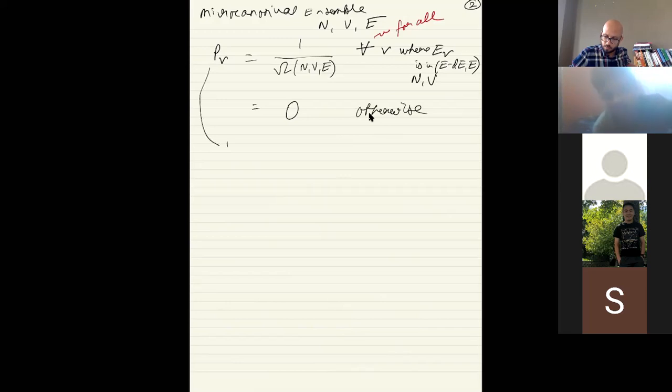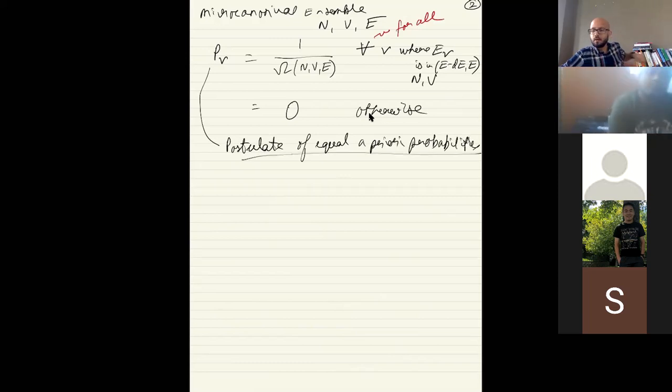It's boring, but it has a name. It is called the postulate of equal a priori probabilities. So it means that if you have an isolated system with constant number, constant volume, constant energy, and you can't do any measurement, you can't couple it with a thermostat, you can't couple with a reservoir of material, then everything in this isolated system must be equally likely as long as it conforms to that energy. And so this was our first example of P nu.